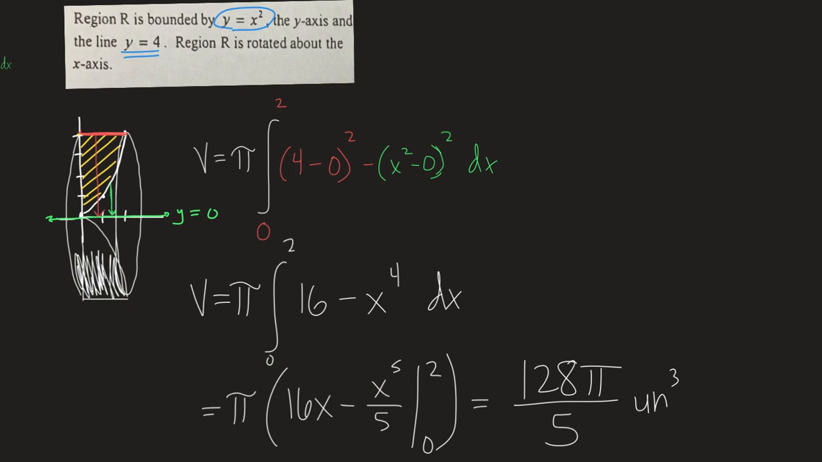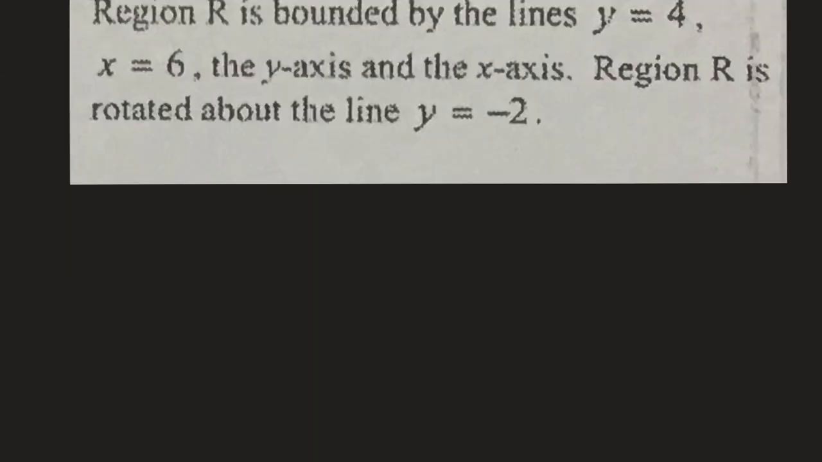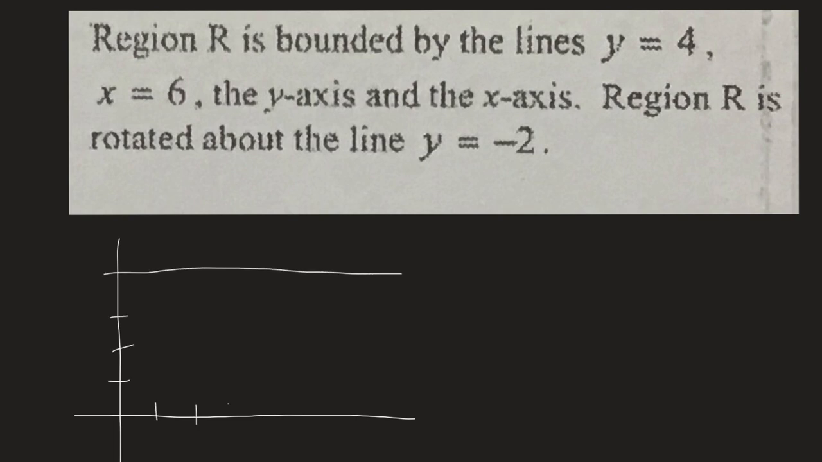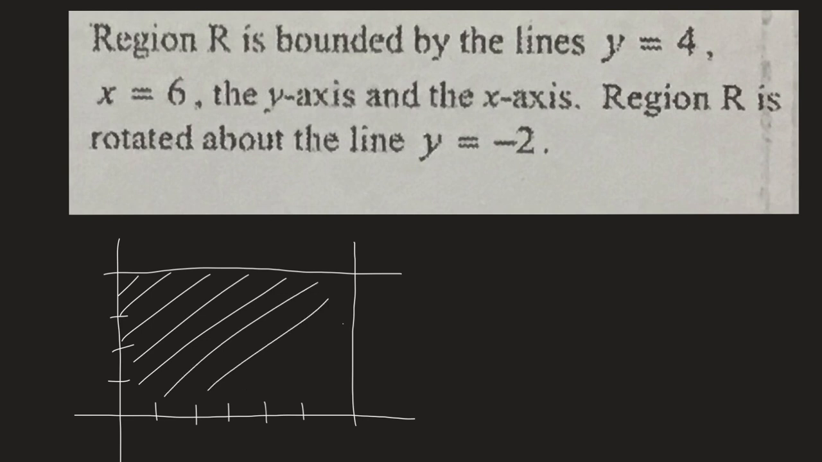But let's look at an instance when it's not 0. Looking at this one, we have the region bounded by the line y equals 4, x equals 6, the y-axis, and the x-axis. That should be pretty easy for us to sketch. Once again, it is a rectangle. So we have y equals 4 and x equals 6, the x-axis and the y-axis. So this is our rectangular region, same region as we started with in the first problem.